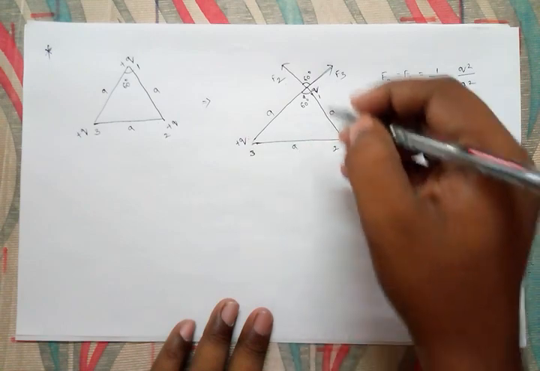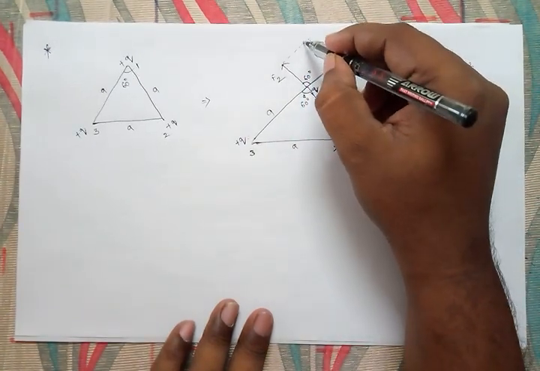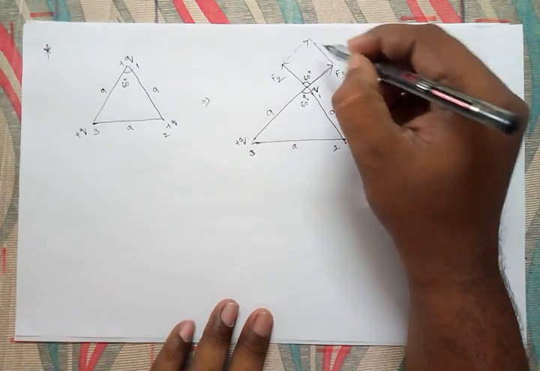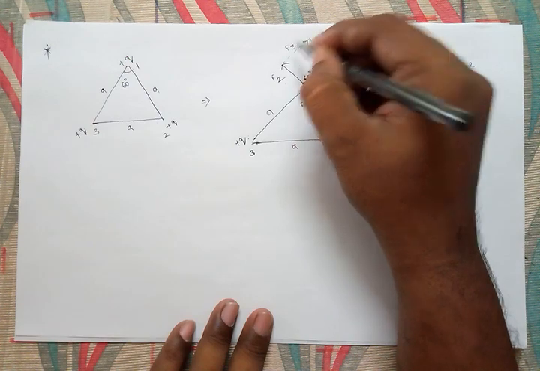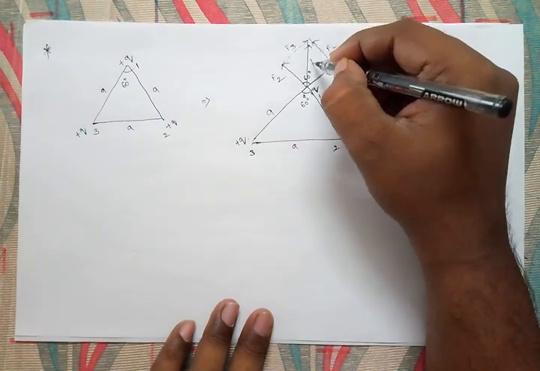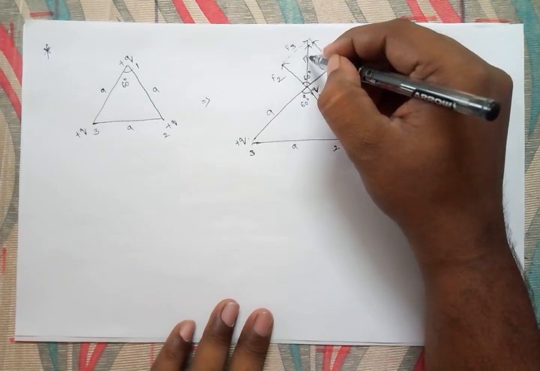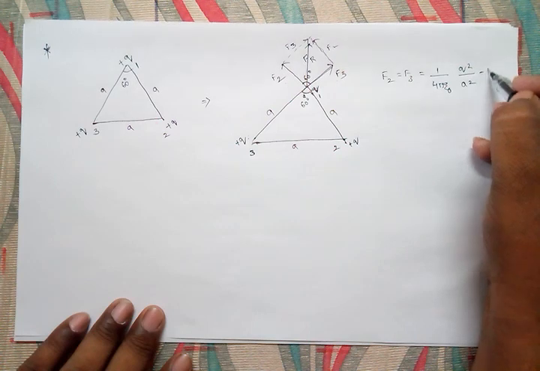Then what about the resultant force? If we construct the parallelogram with F2 and F3 as sides, then the diagonal will give the resultant. This diagonal will give the resultant force F.